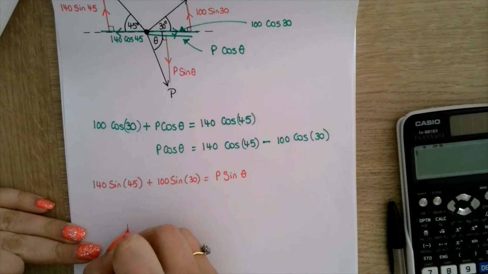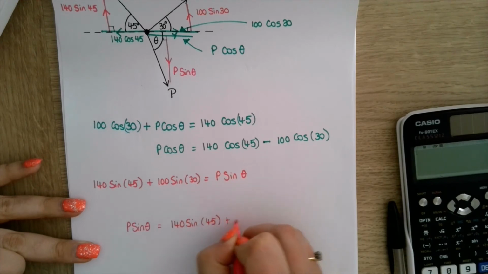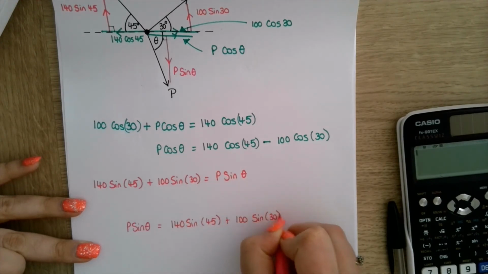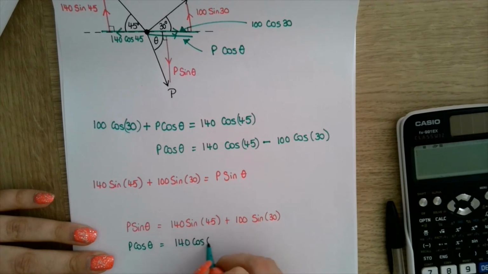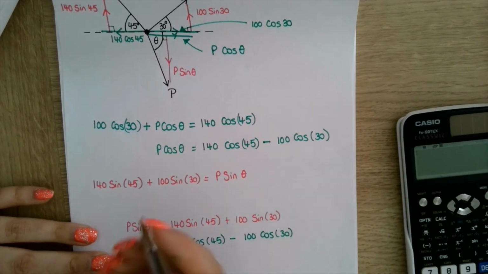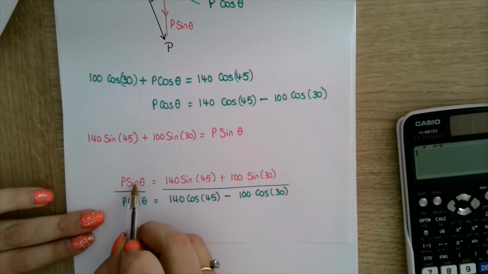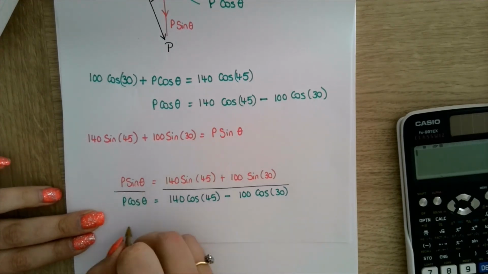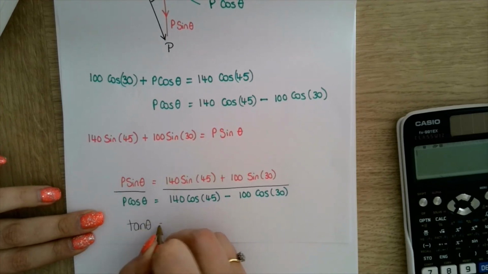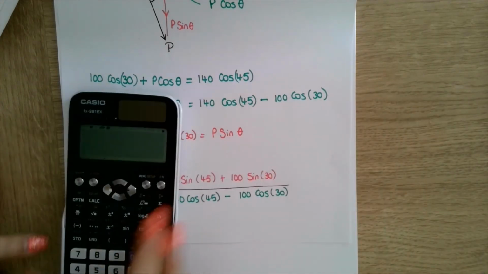So writing this out, I get P sine theta is 140 sine 45 plus 100 sine 30, and P cos theta is 140 cos 45 minus 100 cos 30. And as I said, I'm going to divide those equations by each other. So P sine theta divided by P cos theta, P divided by P is 1, sine theta divided by cos theta is going to get me tan theta. Now before I type all of this in, actually no, I can type that straight in, I'm going to do that.